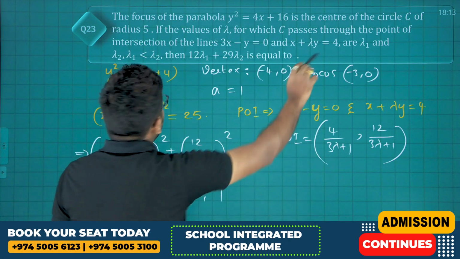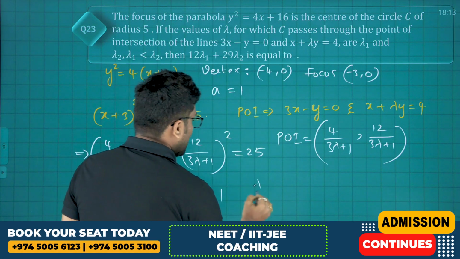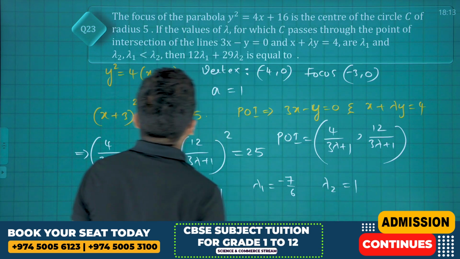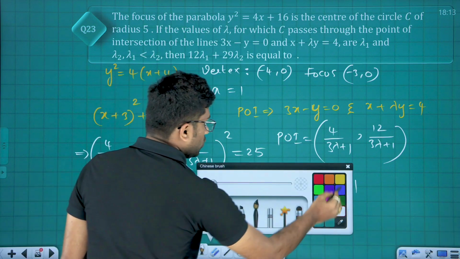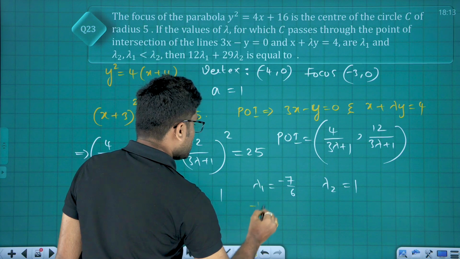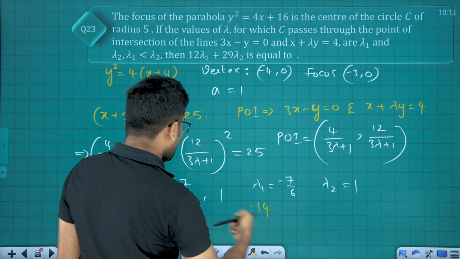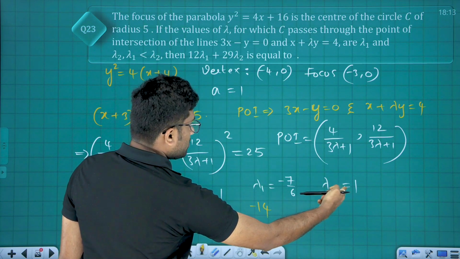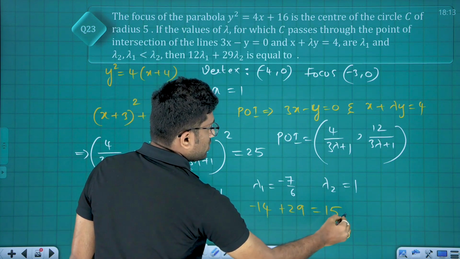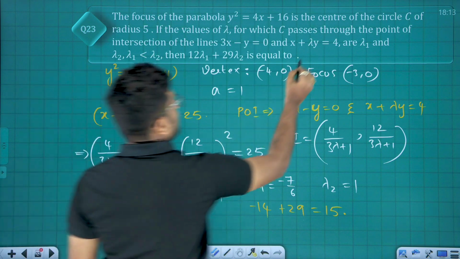They have given that lambda 1 is less than lambda 2. So lambda 1 is equal to minus 7 by 6, and lambda 2 is equal to 1. So 12 lambda 1 means 12 into minus 7 by 6, that is minus 14, plus 29 times lambda 2, that is 29. So 29 minus 14 is equal to 15. The answer is 15, friends.